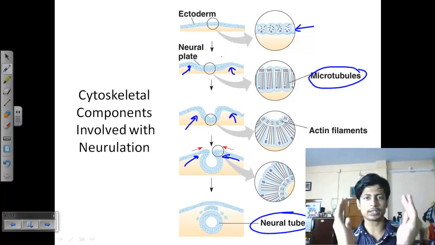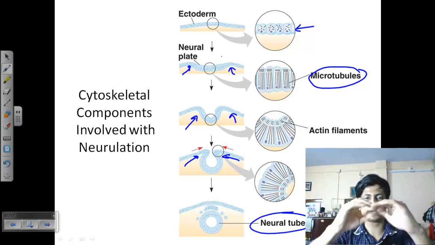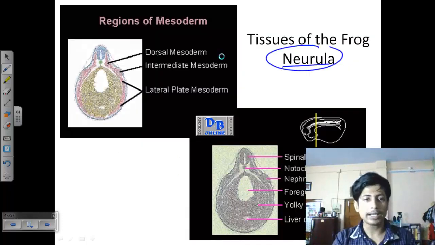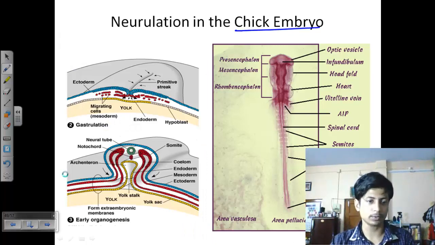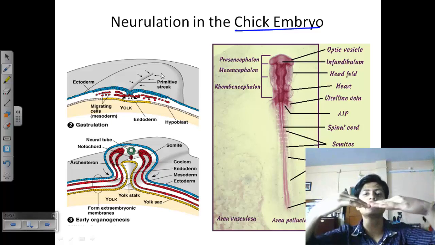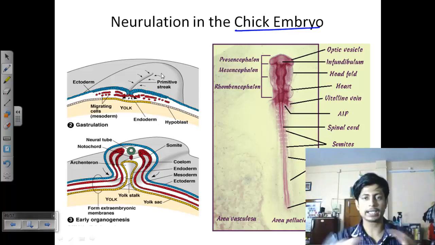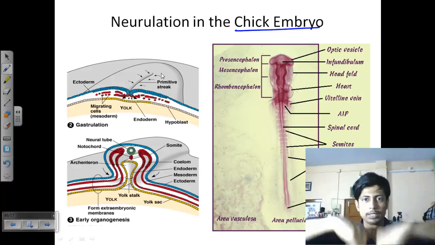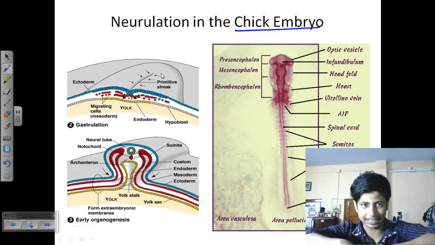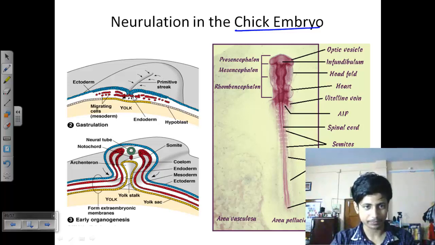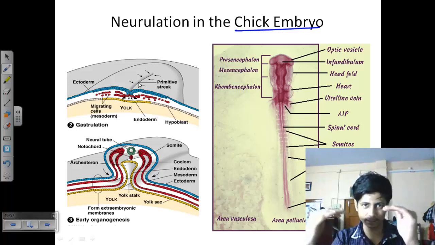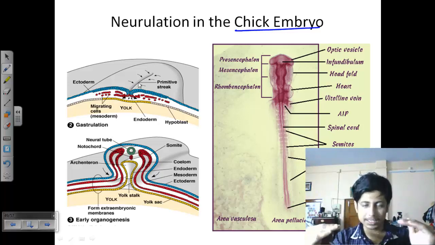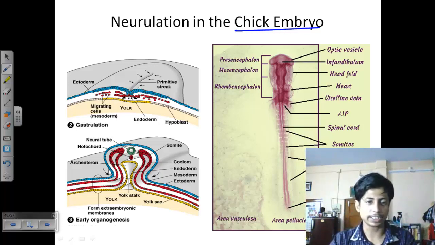So the cells start to rise from the sides and then slowly engulf it, creating the neural tube. On the other hand, the chick gastrulation works in a different way. The invagination takes place in the bottom like this. It's not going up, it goes down like this. While it's going down, the primitive streak regions at both ends start to fuse. Once they fuse with themselves, it creates the neural tube.